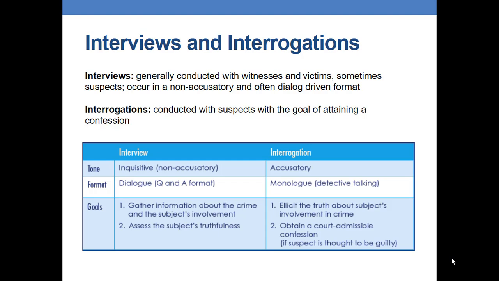Interrogations, on the other hand, are different from interviews in that they are only conducted with suspects, not witnesses or victims, and they are aimed at learning the truth about the suspect's involvement and ultimately eliciting a confession. Unlike interviews, which are generally inquisitive in nature, interrogations in America are usually accusatory, though this is not necessarily the way it is in other parts of the world. The detective generally has some solid information about the suspect's involvement in the crime prior to commencing an interrogation.